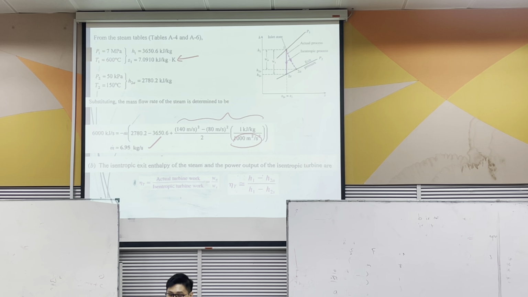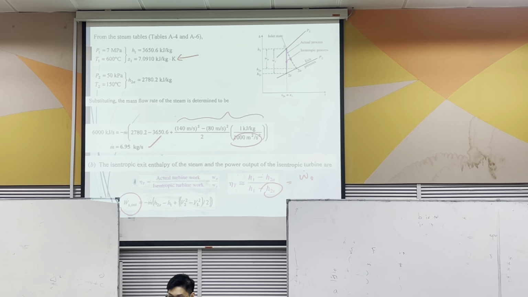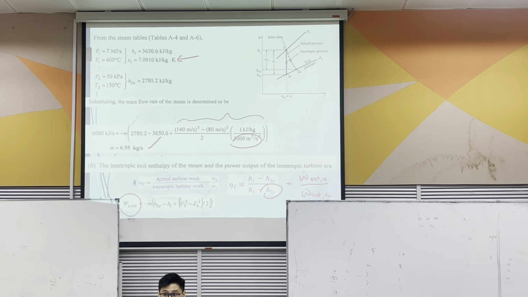Based on this equation, we need to find H2S, or you can also find work out, as actually it's the same thing. This is basically just work out the actual one over work out the isentropic one. So this is the equation that we talked about. It doesn't matter. What we want now is H2S, and H2S will be when S2 equals S1.